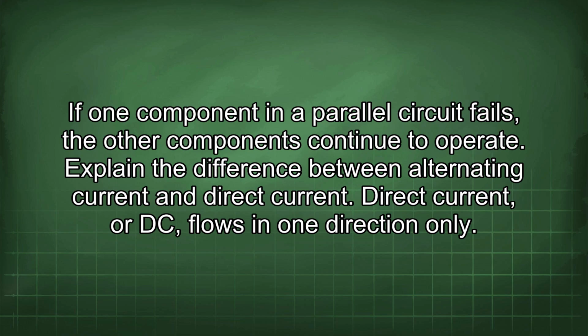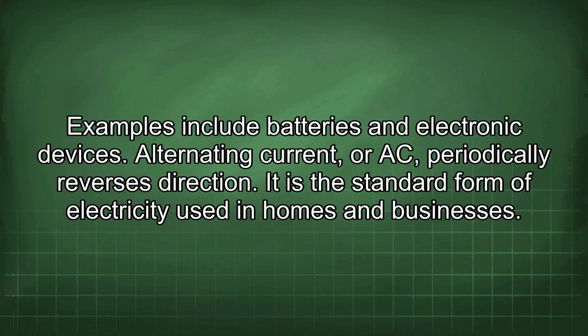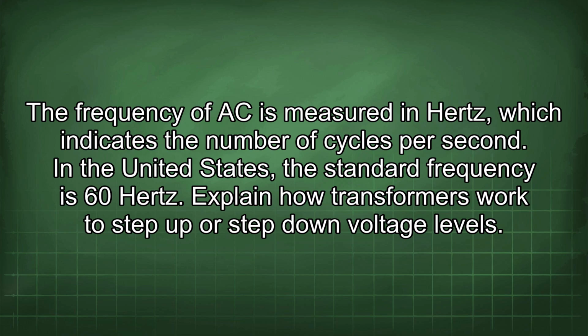Explain the difference between alternating current and direct current. Direct current, or DC, flows in one direction only. Examples include batteries and electronic devices. Alternating current, or AC, periodically reverses direction. It is the standard form of electricity used in homes and businesses. The frequency of AC is measured in hertz, which indicates the number of cycles per second. In the United States, the standard frequency is 60 Hz.